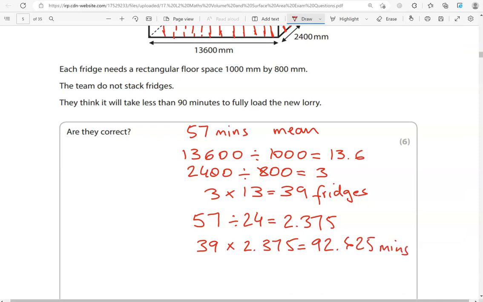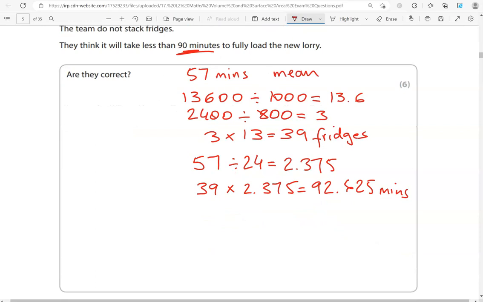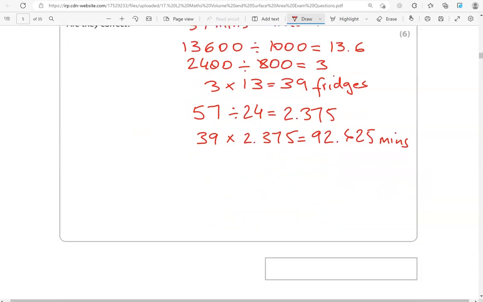So this is greater than 90 minutes, not less. So are they correct? We're going to say no. It takes about 93 minutes.